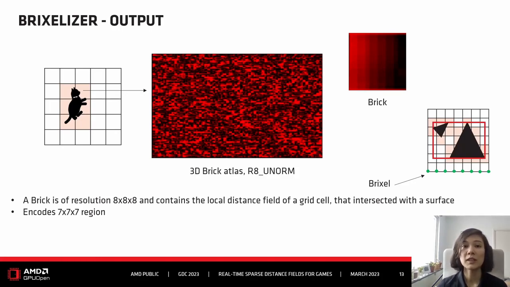The atlas is of type R8 UNorm. The brick itself is 8 by 8 by 8, so it encodes a region of 7 by 7 by 7. The brick will not only store the distance field of the region it represents, but it will also store the AABBs of all the surfaces that it intersects with. Why?